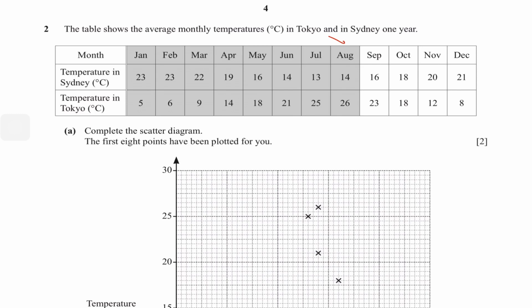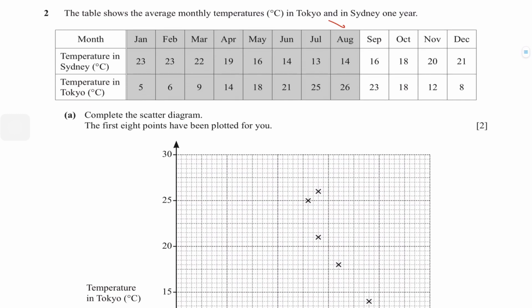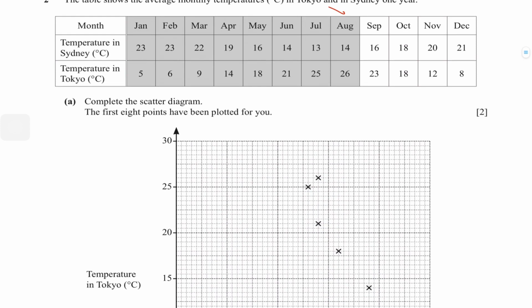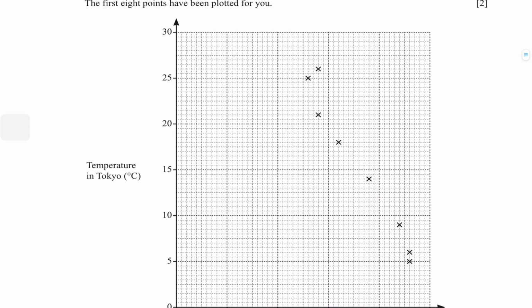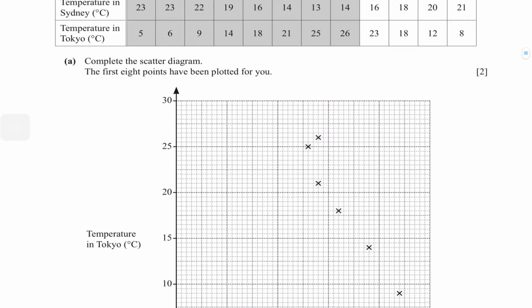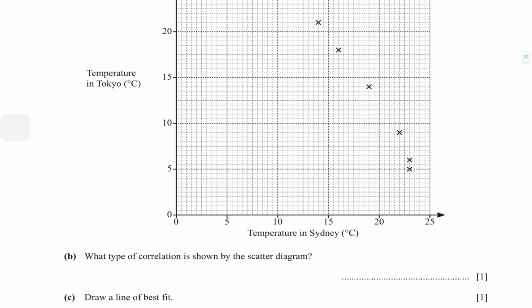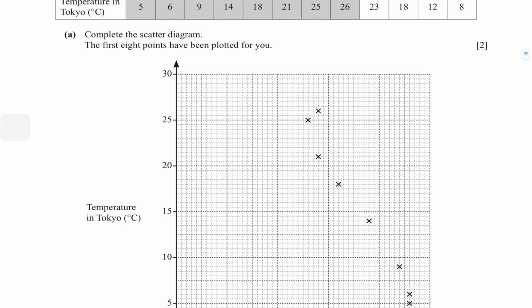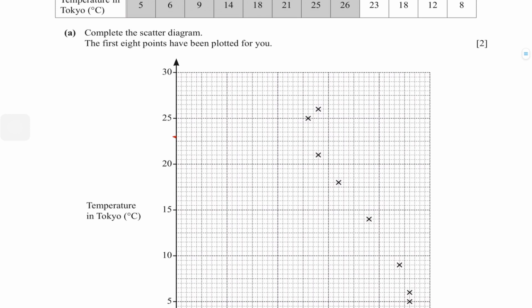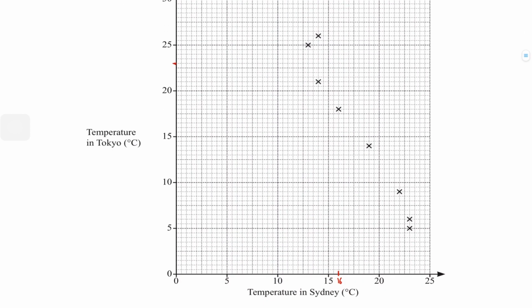So we begin by plotting the September one, which means that the temperature in Sydney, let's see, Sydney is on the x-axis and Tokyo obviously is going to be on the y-axis. So 16, 23. Alright, let's mark that. So 16 is going to be, let's see, 2 blocks for 1 unit. So this is going to be 16, and 23 is going to be here. So 16 and 23. There you go. This is 16, 22.5.